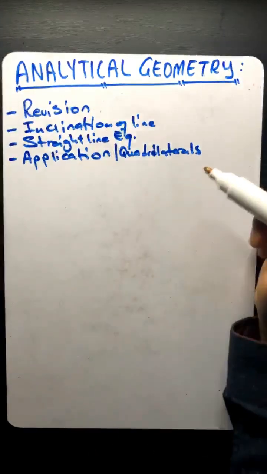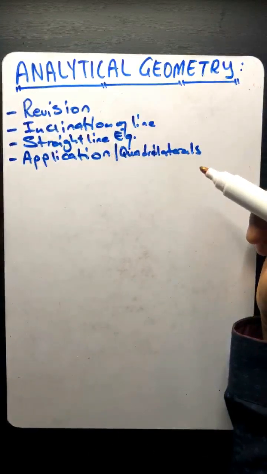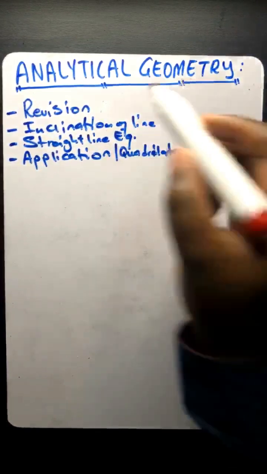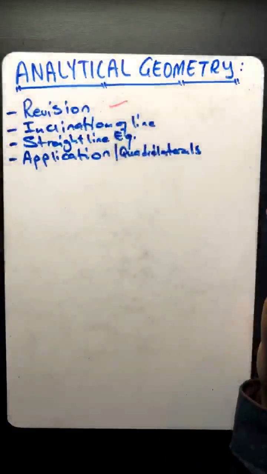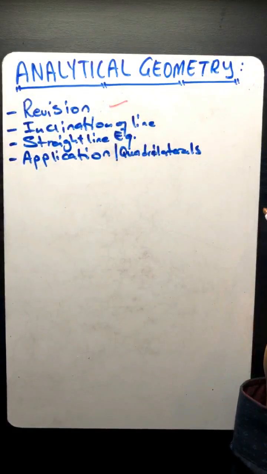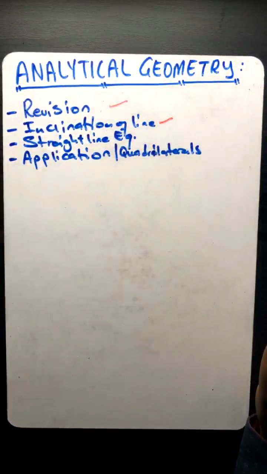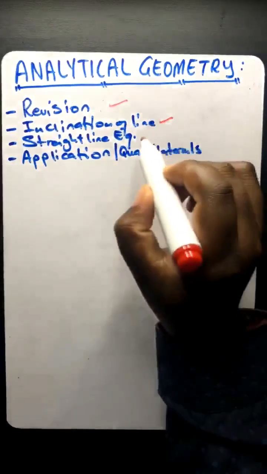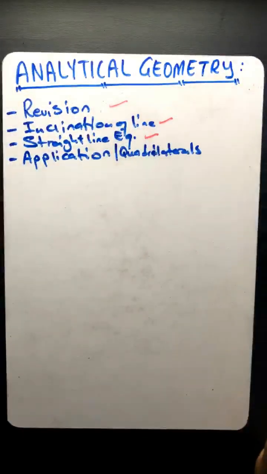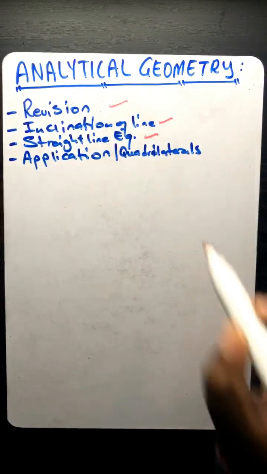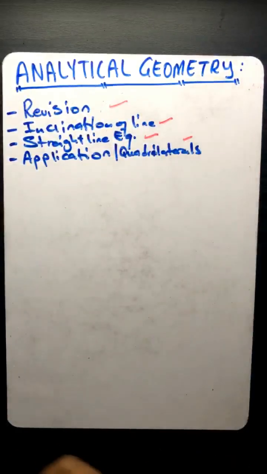Under this chapter, we are going to be looking at the following: a very quick revision of your grade 10 stuff, and then from there we elevate to your standard where we look at the inclination of a line, and thirdly the determination of an equation of a straight line, and lastly the application involving quadrilaterals, which is a question paper that was sent in the group.